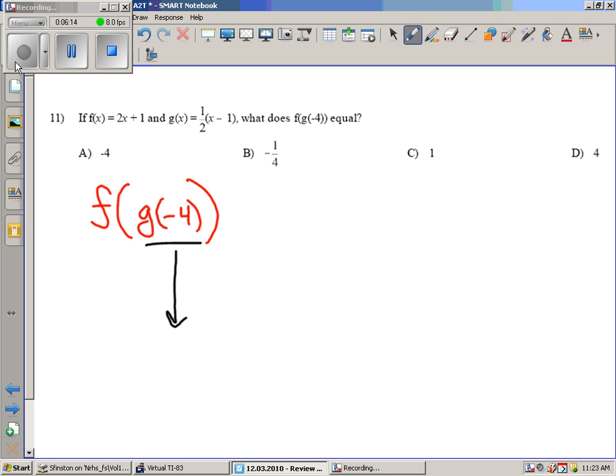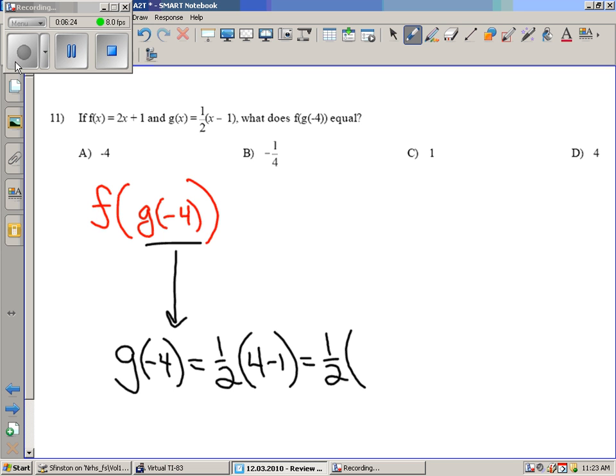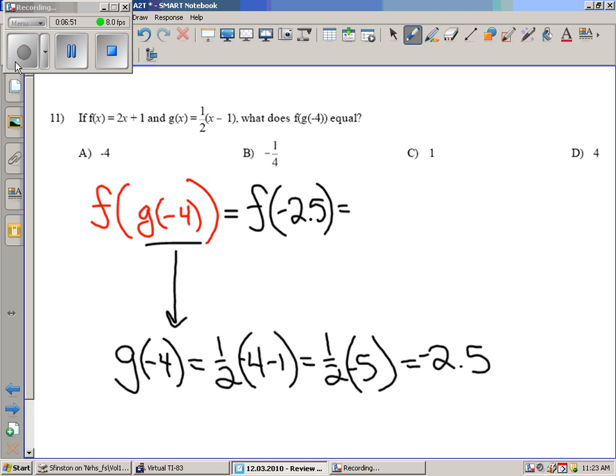There's the question. So here's what we're going to do. We've got to solve this little part inside first. So find out how much g at negative 4 is. And to do that, you just have to sub into g. So we get 1/2 times 4 minus 1. Oh, I'm sorry. We got to sub in negative 4. So negative 4 minus 1 is negative 5, and half of that is negative 2.5. My bad. So this is just f at negative 2.5. And all you do is plug that into the equation. That's 2 times negative 2.5 plus 1. Negative 5 plus 1 is negative 4.